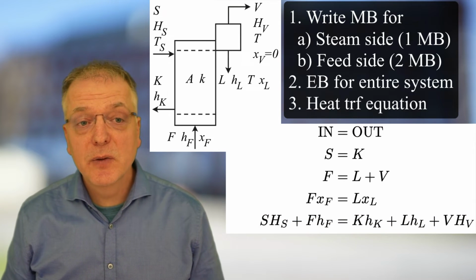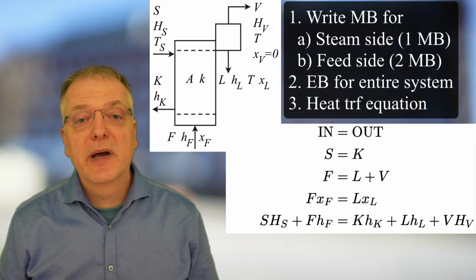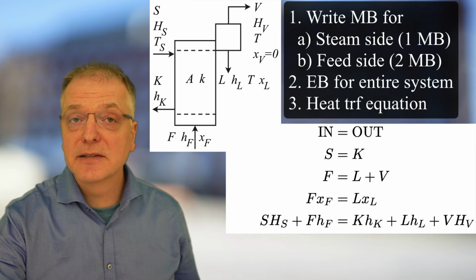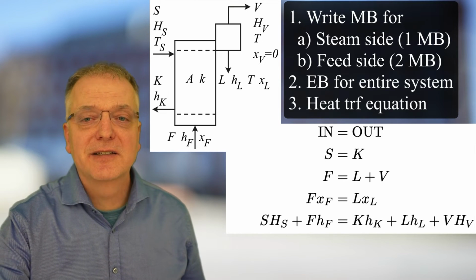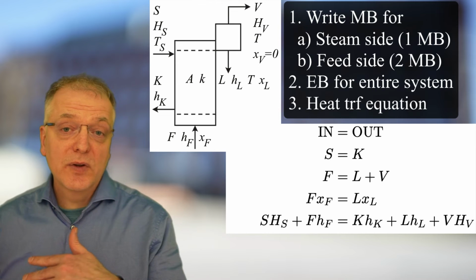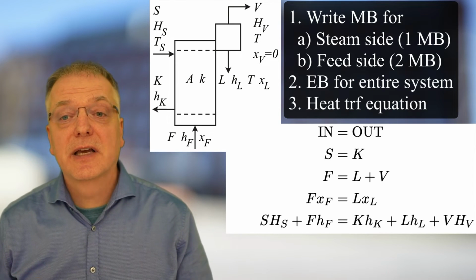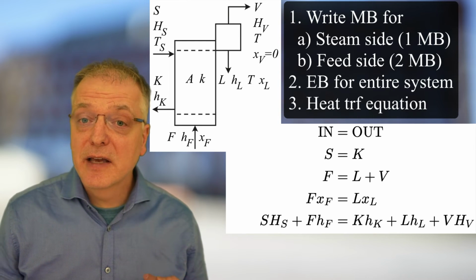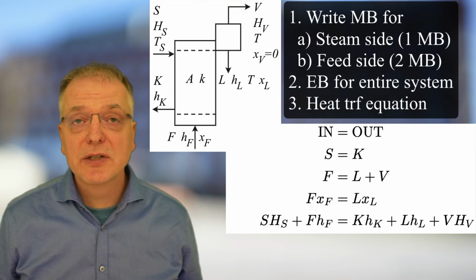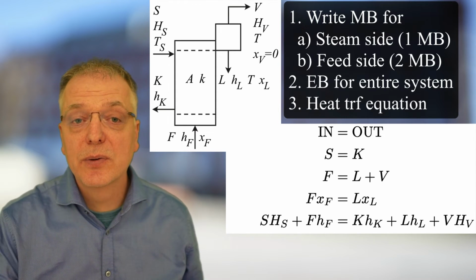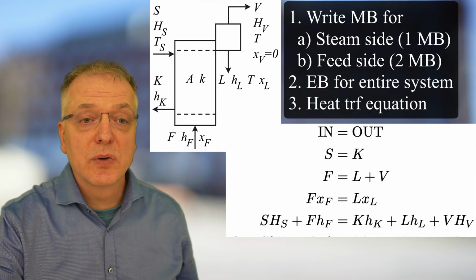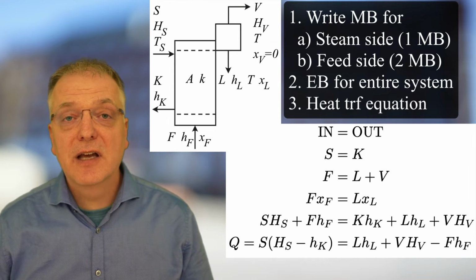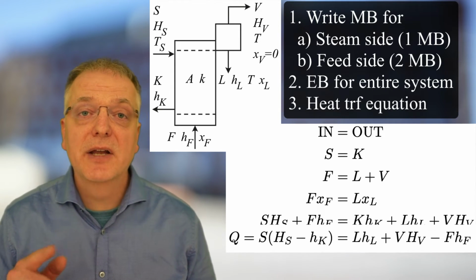We have a flow S coming in with an enthalpy of HS and a flow F with an enthalpy HF. Thus, what comes in must be S times HS plus F times HF. Similarly, what comes out must be K times HK plus L times HL plus V times HV. Remembering that S equals K, we can reshuffle this equation to also tell us the energy Q transferred from the steam. So Q equals S times (HS minus HK) equals V times HV plus L times HL minus F times HF.